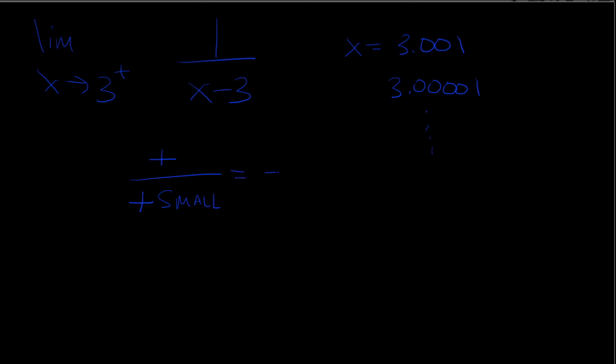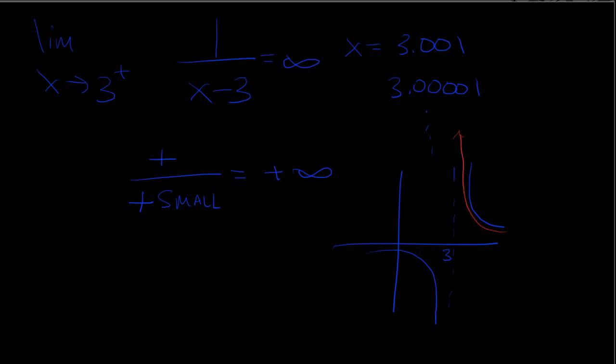So I know my answer is going to be positive, right? Because a positive divided by positive is positive. And a number divided by a small number will just be infinity. So the limit here would approach positive infinity. And we can see it by the graph. We have a vertical asymptote at 3. And we have something like that. And if I'm approaching 3 from the right, we go along this graph here, and you know it's going to positive infinity.